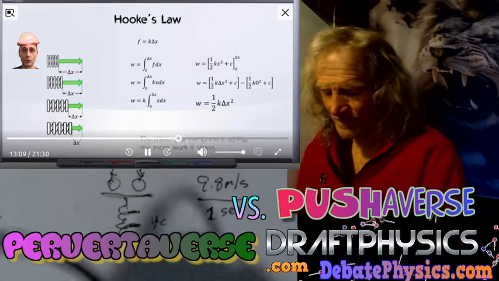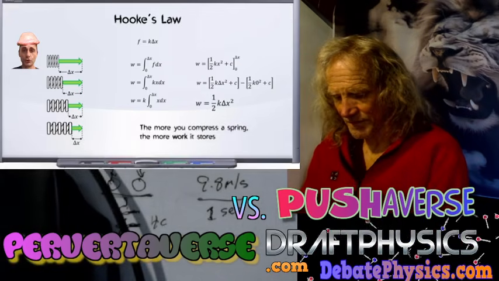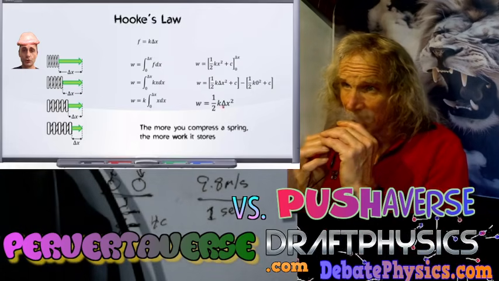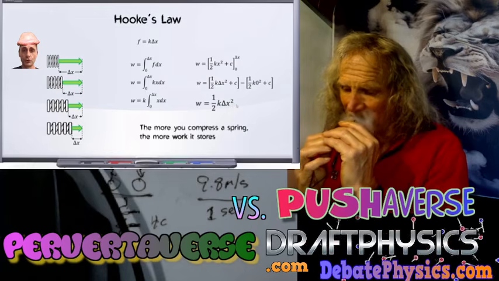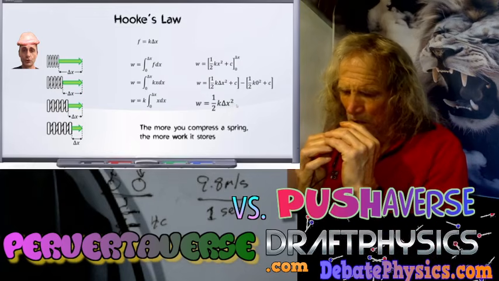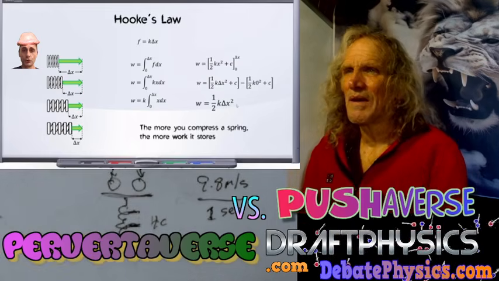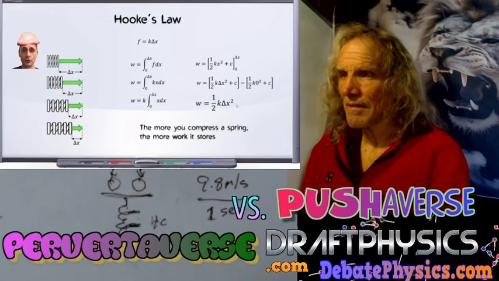It just says simply, the more you compress a spring, the more work that spring is storing. And if you care, it's proportional to the square of the amount of displacement. The interesting thing about this is that it's consistent. There's a consistent number that has nothing to do with the amount of mass on that spring. So that's the work stored in a spring and how we got it.